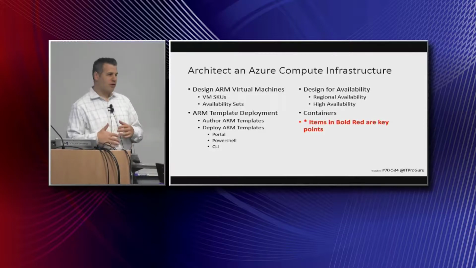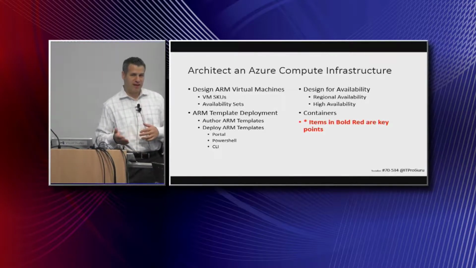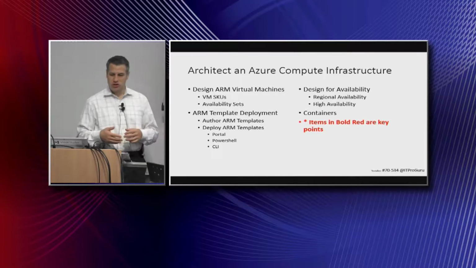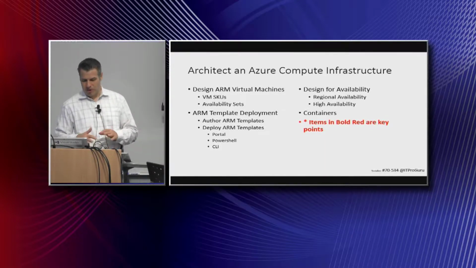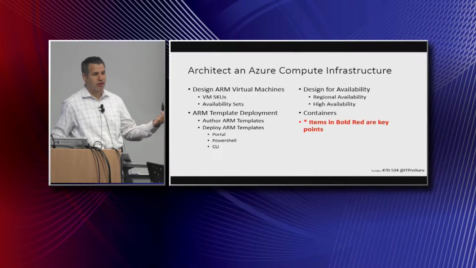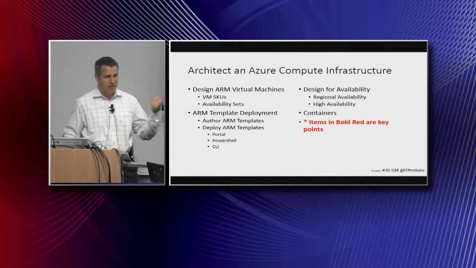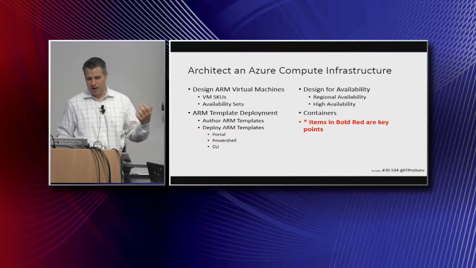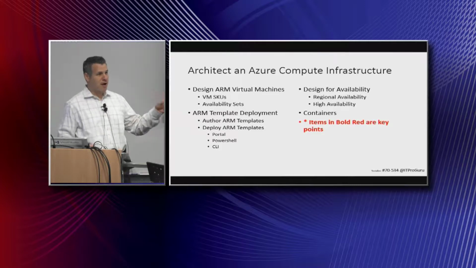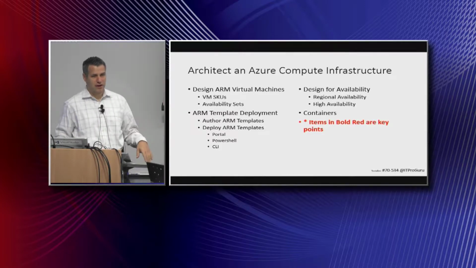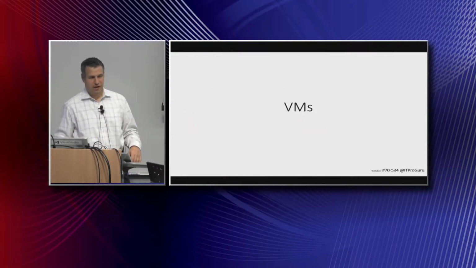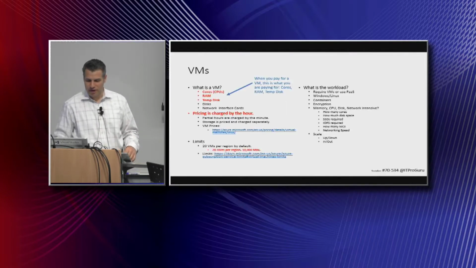I'll be talking about designing for regional availability and high availability with availability sets. They asked me to cover a little bit about containers, but I heard there's a session over lunch about containers, so I'll just mention that really briefly. And then, like yesterday, the items I haven't read, I feel like are the key points. So I'm going to fly by a lot of this information, but I'll focus on what's in red. Okay? So let's talk about VMs.